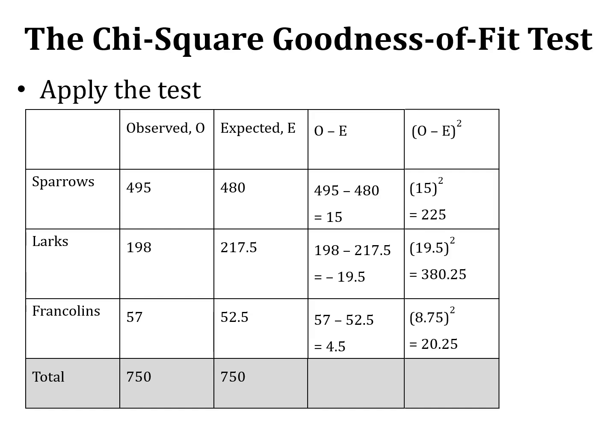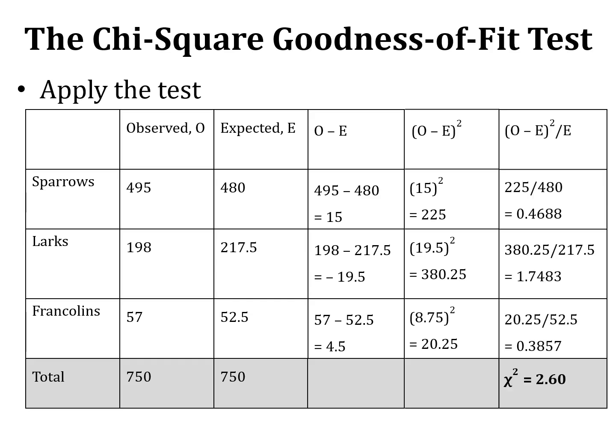So 15 square, which is the square of difference between observed and expected frequencies of sparrows, 19.5 square, which is the square of difference between the observed and expected frequency of larks, and 8.75 square, which is the square of difference between the observed and expected frequency of francolins. And what is our next column? Our next column is that this square of the difference between observed and expected frequency is to be divided by the expected frequency of that class.